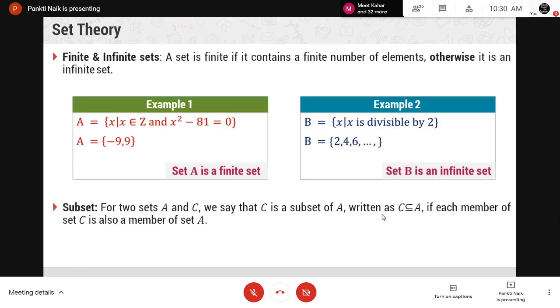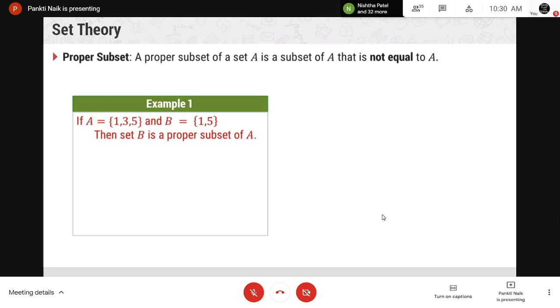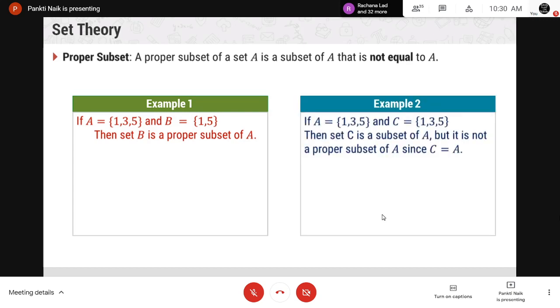Next is proper subset. A proper subset of A is a subset of A that is not equal to A. Now consider this example. If A is equal to {1, 3, 5} and B is equal to {1, 5}, then set B is a proper subset of A. Now consider this second example. A is equal to {1, 3, 5} and C is equal to {1, 3, 5}. Then set C is a subset of A, but it is not a proper subset of A since C is equal to A.